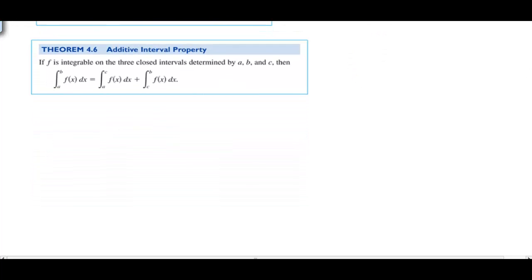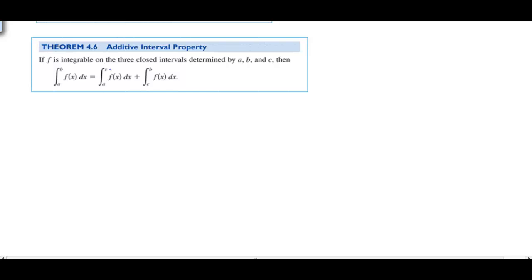And this was kind of pointed out. The next property here talks about the additive interval property. And this states that if you're going to integrate on the three closed intervals here from a to b to c, if you were to split this up, then the integral from a to b is going to be equal to the integral from a to c plus the integral from c to b.